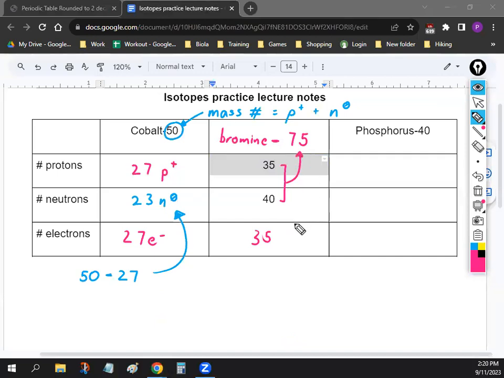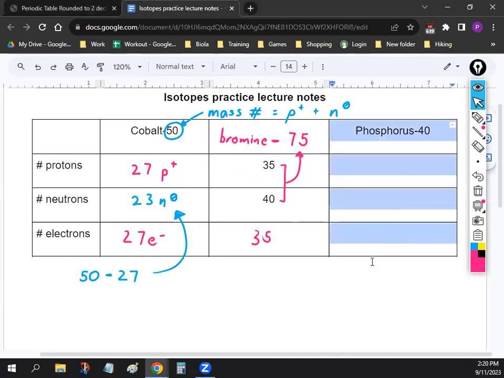All right, make sense? Okay. All right, so I'll give you guys another minute. I want you guys to try this last column on your own. This is going to be the last practice problem for today's lecture, and then we'll get started on the assignment. Just want to make sure that you guys have a good handle on this. So try this last column with phosphorus 40, and then we will move on.